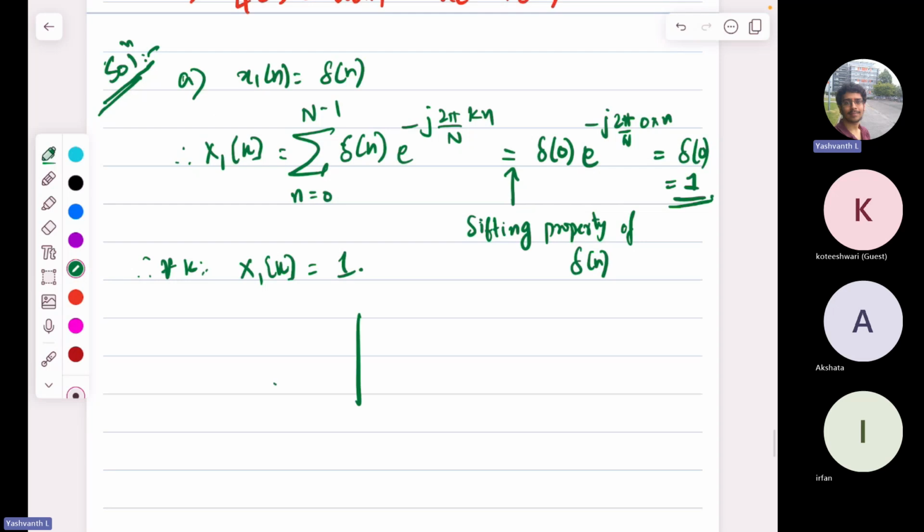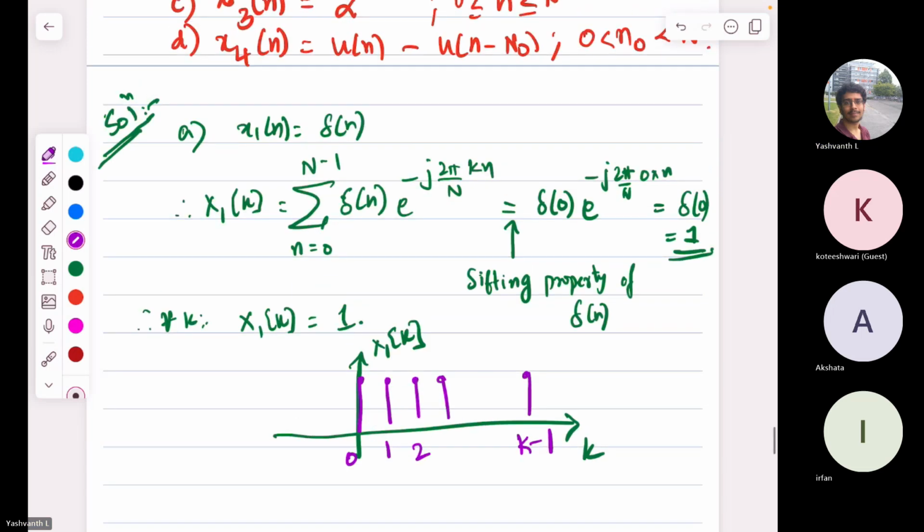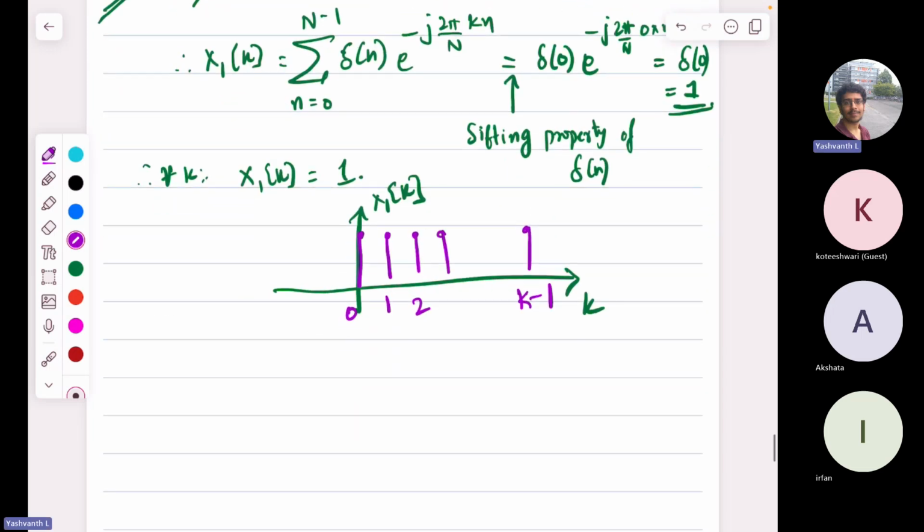If I want to plot x1 of k as a function of k, you will have 1 for k equal to 0, 1, 2, and so on till N minus 1. So basically the DFT is equal to 1 for all k. That is your delta function's DFT.